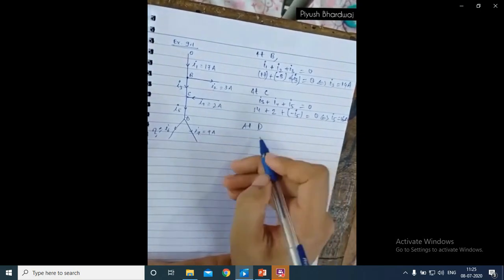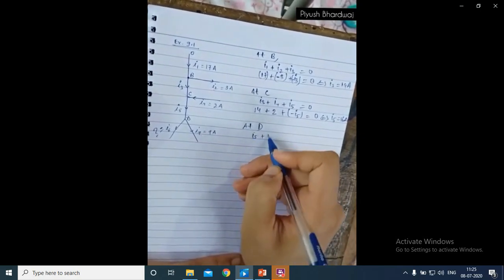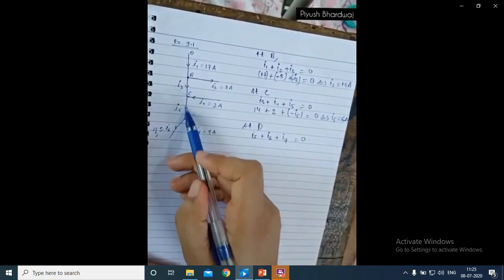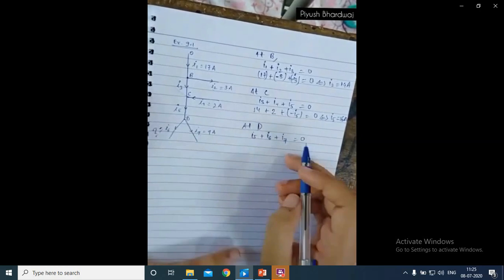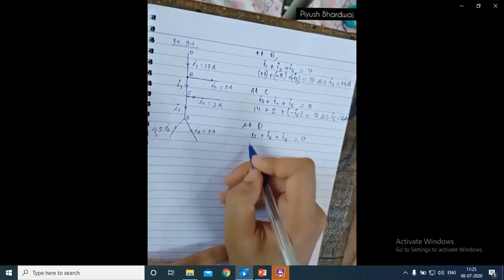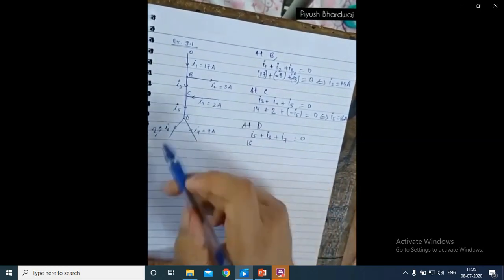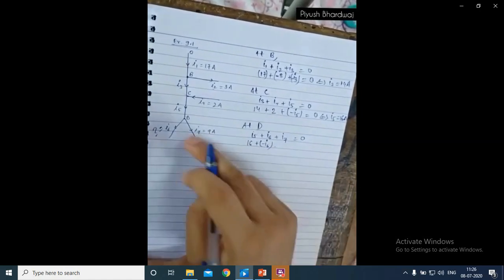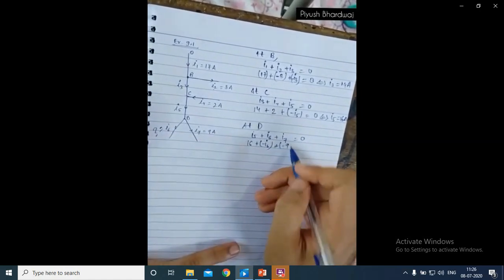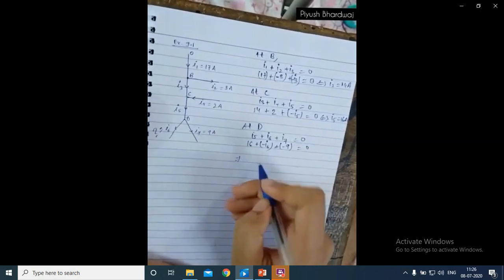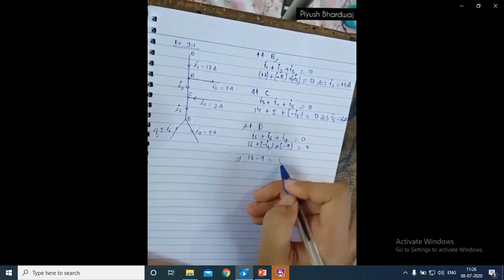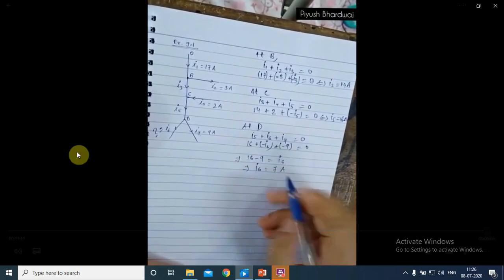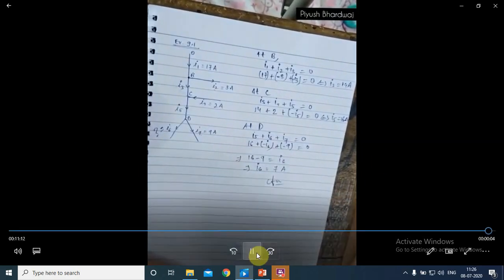At D, again the junction rule says I5 plus I6 plus I7 equals 0. At D only three currents are there. I5 is coming towards the junction, so positive 16. I6 is leaving the junction, so minus I6, and I7 is also leaving the junction, so minus 9, equals 0. Now this implies 16 minus 9 equals I6. This implies I6 equals 7 ampere. This will be our answer.